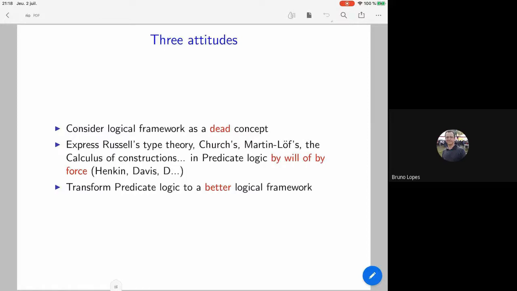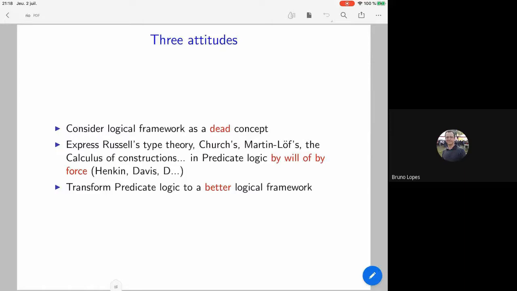Some others tried to express Russell's type theory or Church's type theory or the calculus of constructions in predicate logic, and these theories had to fit in predicate logic by will or by force. And we can say that Martin Davis did this work for a variant of Church's type theory. But in my opinion, Henkin, before Davis, was not too far from it. There are at least two papers of Henkin where he never formulates the project of expressing a type theory within predicate logic.